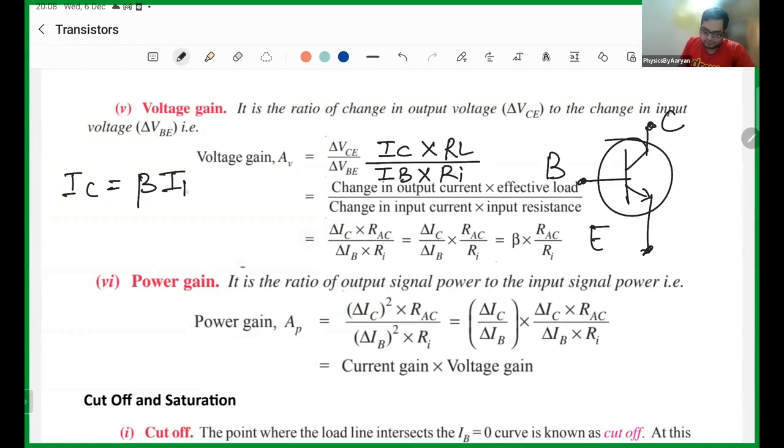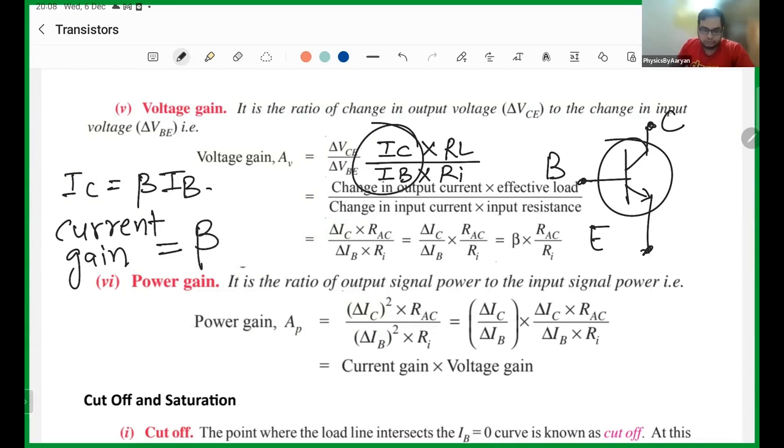Beta IB. IC is what? Beta IB. So you can also write IC as beta IB. So this thing will be the current gain in a circuit. Which circuit? Current gain in a common emitter circuit is equal to beta. And this is what? This is resistance gain. So your voltage gain is nothing but beta times resistance gain.